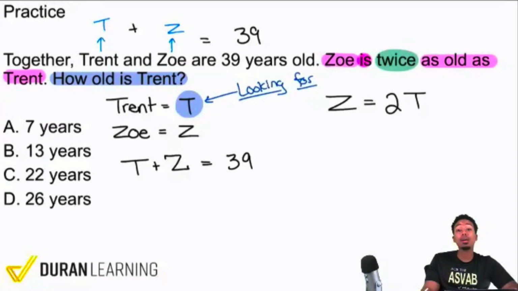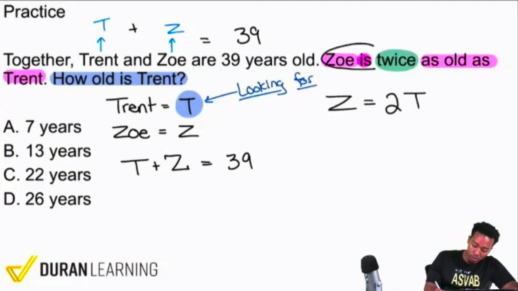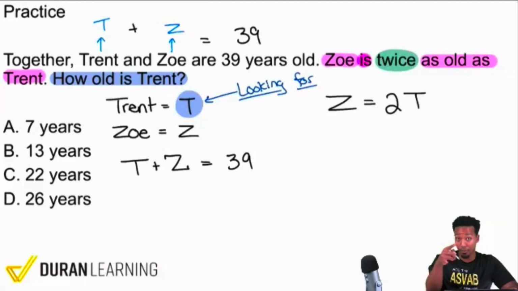Edgar, if you think about it in the opposite sense, if you're saying Zoe is twice as old as Trent, then you could reverse it and say that Trent is half as old as Zoe. Because if you say Cameron ran twice as many miles as me, I could reverse it and say I ran half as many miles as Cameron. That would be dividing by 2 in that case. But again, it's about how you read it.